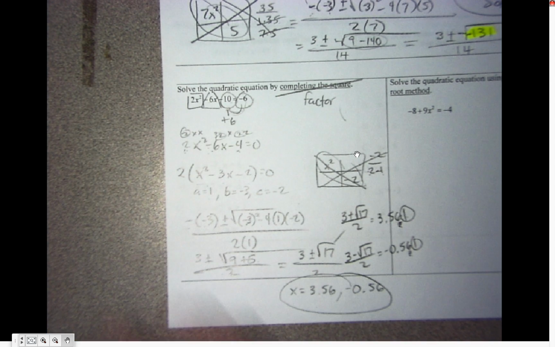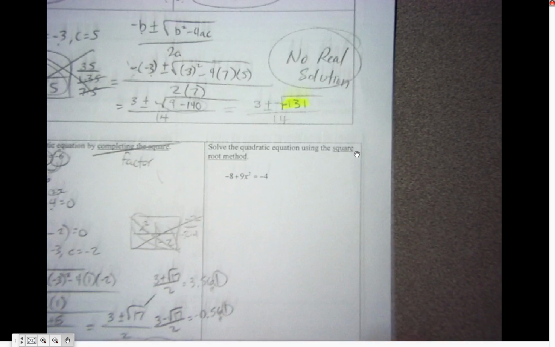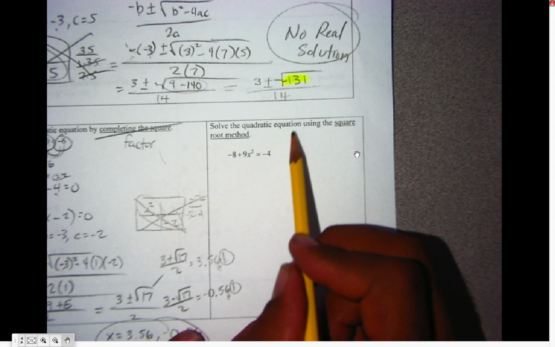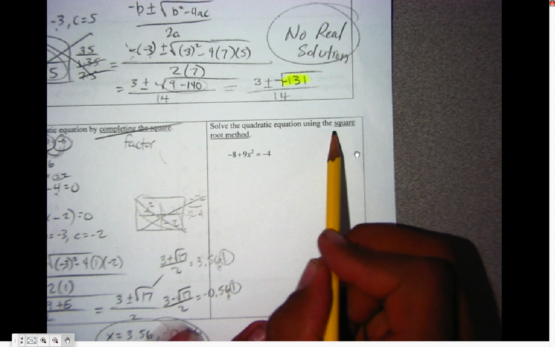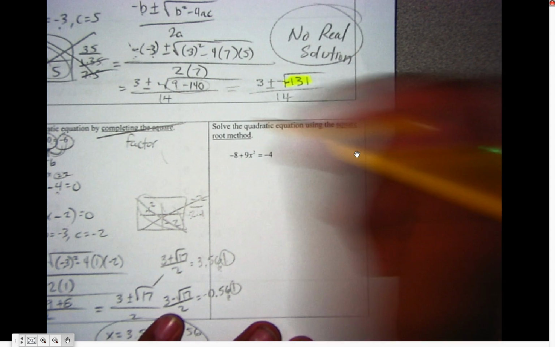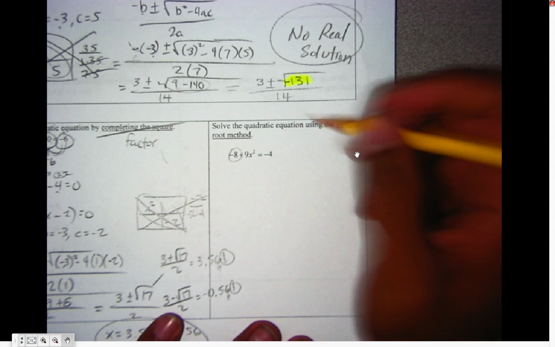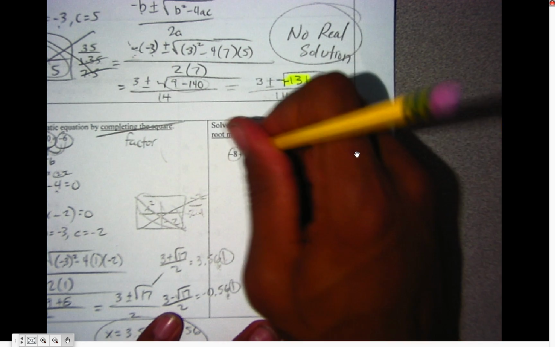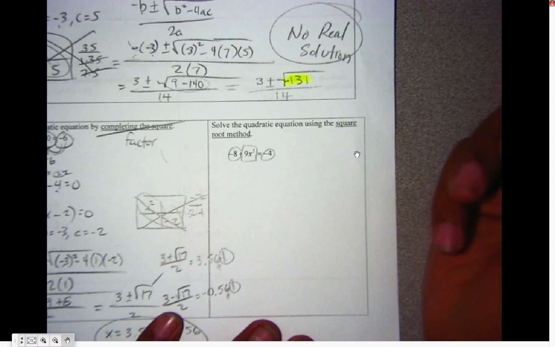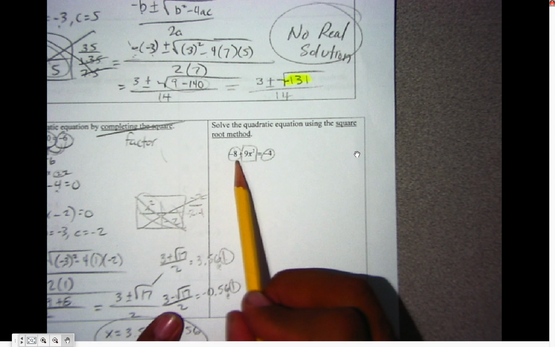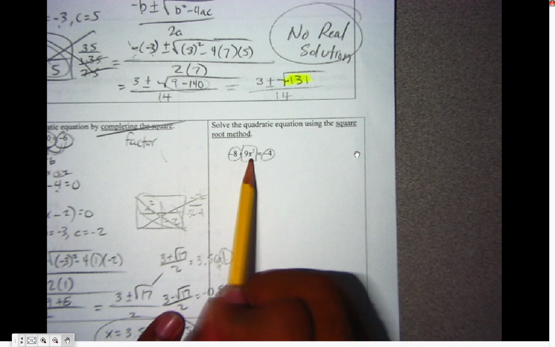Okay, so now the next one. Now this next one says solve the quadratic equation using square roots. Now, why would you use square roots? Well, if you look, this number and this number are the same, and then this number is by itself. So here, I only have 2 different numbers. One of them doesn't have x, and then this one does have x squared.